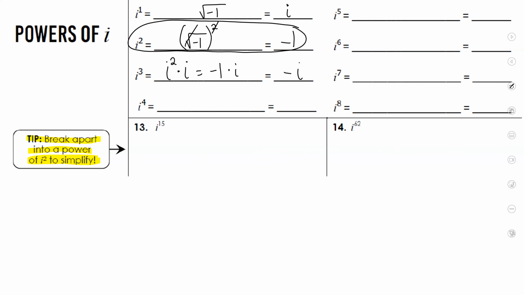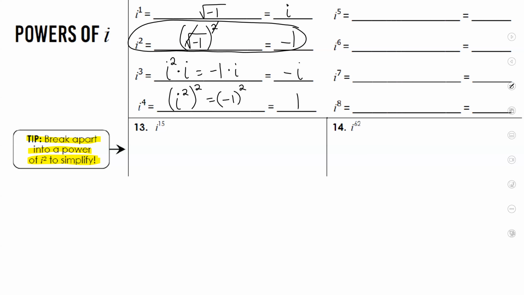i to the 4th. That's the same thing as saying i squared squared. 2 times 2 is 4. So this is the same thing as saying i to the 4th is the same as i squared squared. And what did we say i squared was? -1. So I can replace this with a -1. And -1 times itself is a +1. Yep, we're going to see a pattern developing.